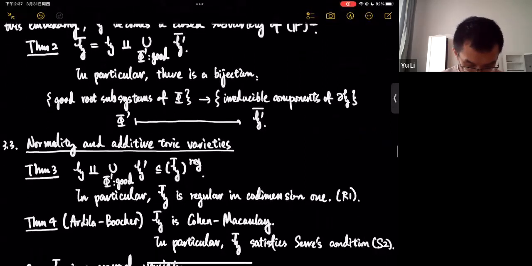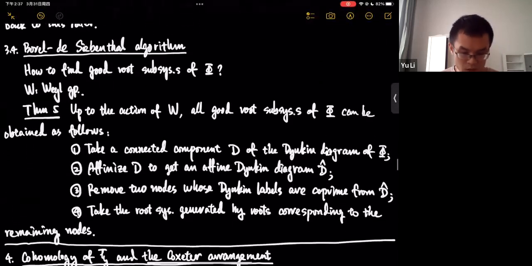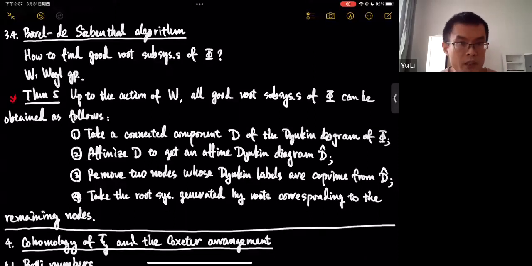So then here is an algorithm of how to get good root subsystems. This is an analog of the classical Borel-de Siebenthal theory. Here I let W be the Weyl group associated to the root system Phi. And then the content of Theorem 5 says that up to the action of the Weyl group W, all good root subsystems can be obtained by the following algorithm.